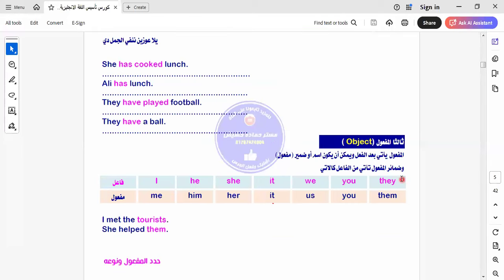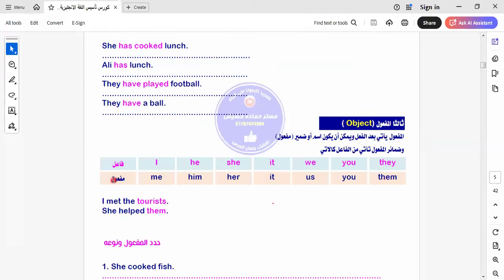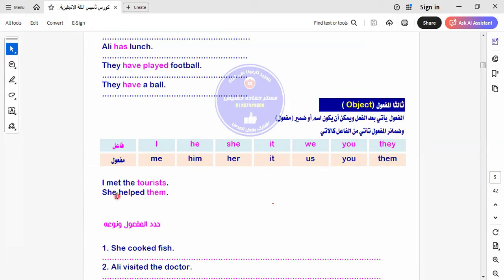Here we have object pronouns. Here is the subject pronoun and here is the object pronoun: I, me; he, him; she, her; it; we, us; you; they, them. Repeat after me: I, me; he, him; she, her; it; we, us; you; they, them. Let's read this example and learn more about this item. I meet the tourists. You can say I meet the tourists, or you can say I meet what? I meet them. She helped them.